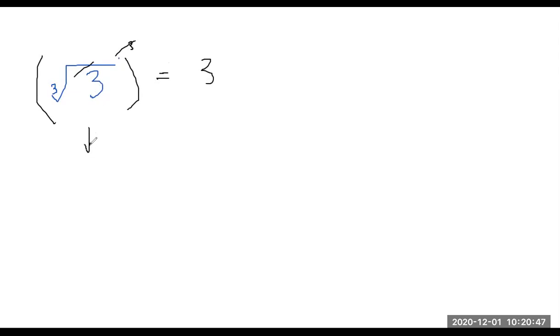This is the same thing as 3 to the 1/3, right? And in order to get rid of that 1/3, I cube it. So it's 3 to the first power, which is 3. So if I have a cube root, in order to get rid of the cube root, I cube it. In order to get rid of a cube, I cube root it.